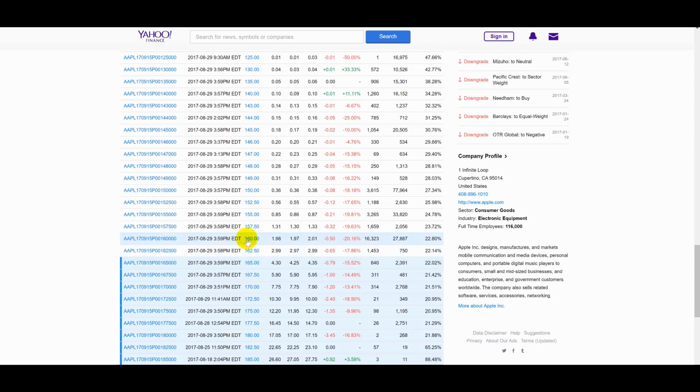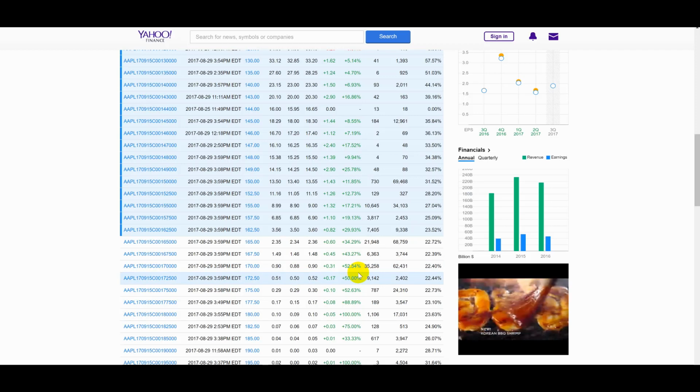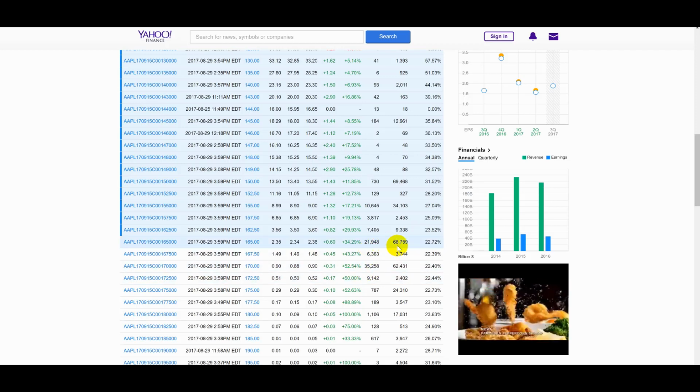Now let's go take a look at these 160s. The 160 calls and the 165. So this is a 160 put and the 165 put. Right? Let's go take a look so you can see here, right? So for 160 we have 16,000, 27,000. Now on the call side you can see we have 21,948 and 60. So you can see this.